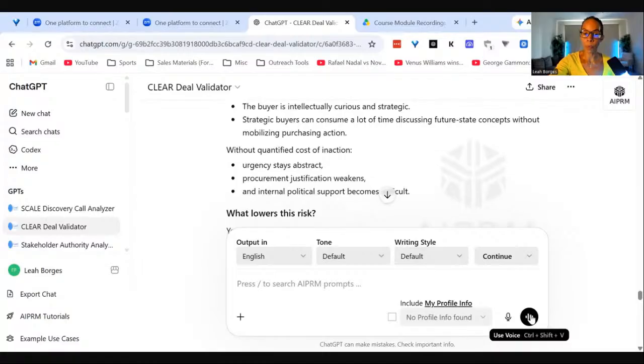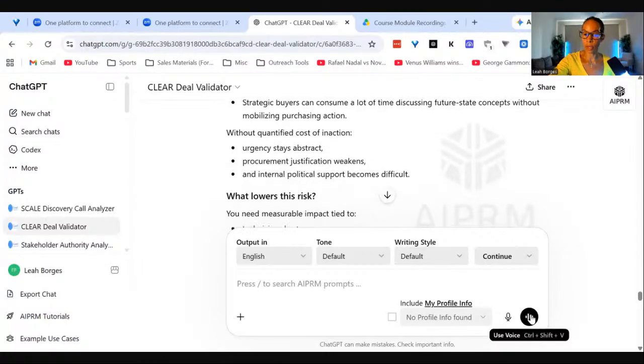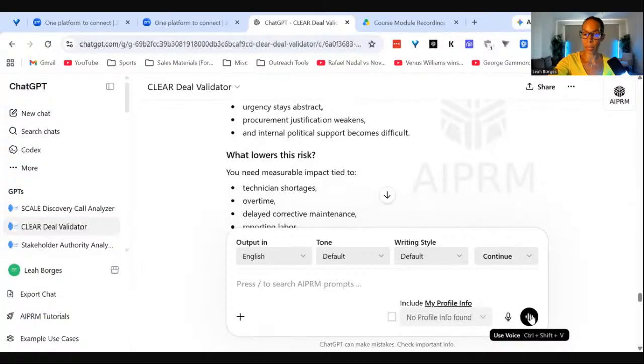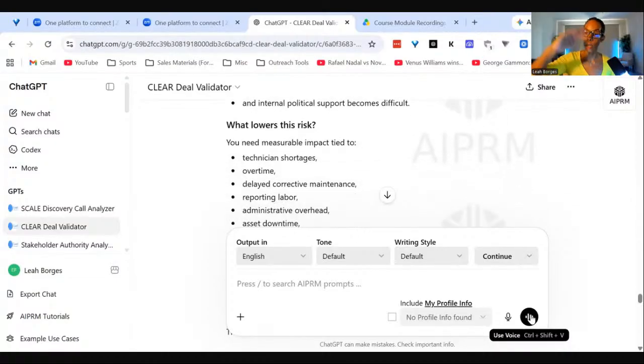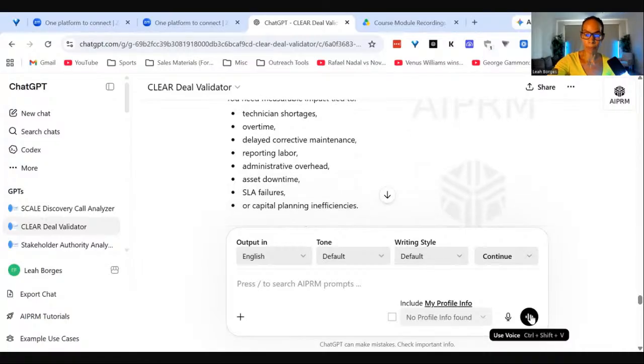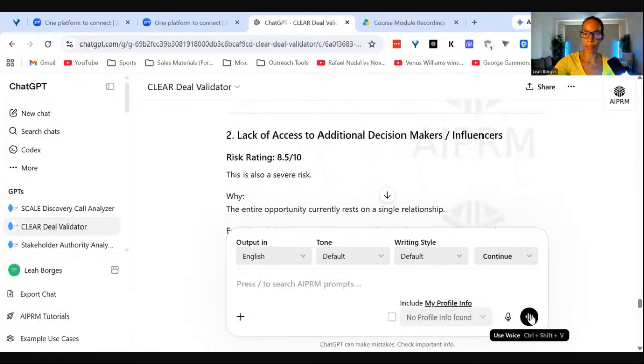So it's saying without the quantified cost of inaction, urgency is abstract, procurement is weak, and internal politics support becomes difficult. And it's going to tell you how to lower the risk. So not only are you going to get what the risk is and what it looks like, but you're going to get ways to lower the risk, okay? So we're going to get measurable impact, i.e. the numbers.